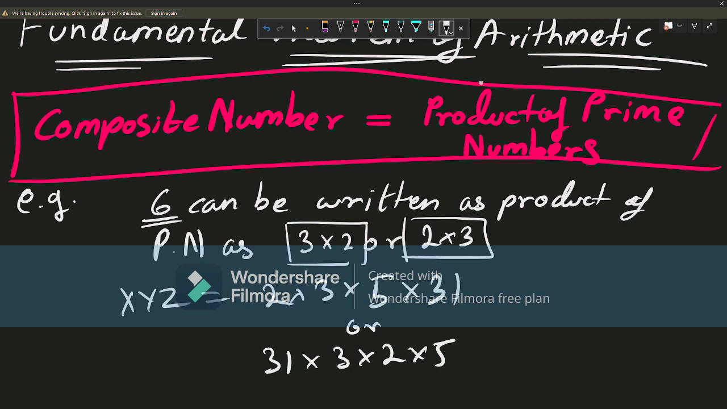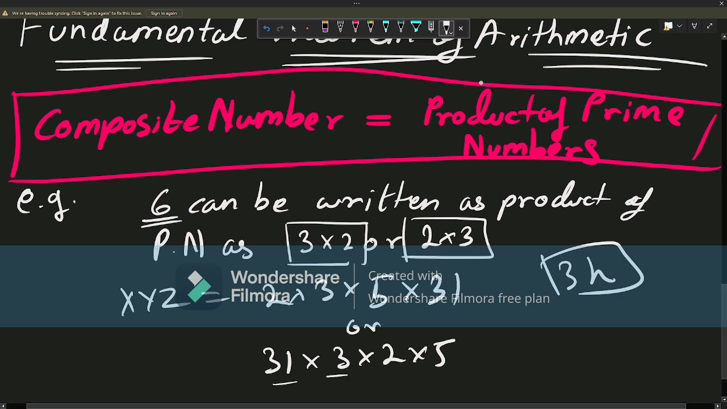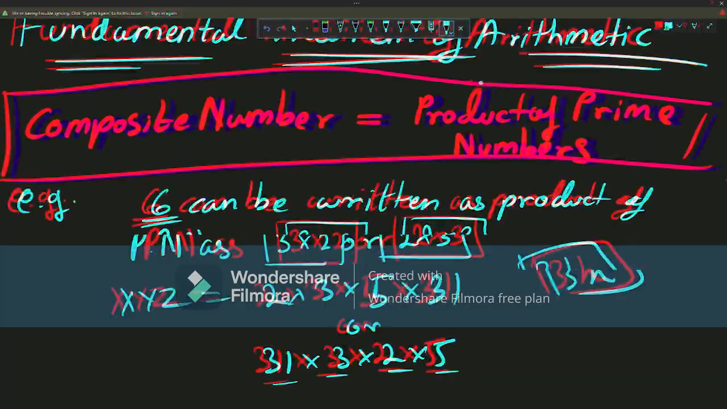Board exams are only 3 hours, right? So you can write in any order. If you're in a hurry, write in any random order. Just the numbers should be correct and understandable to read. If they are not understandable, the examiner will cut your marks right there. So write them neat and clean. If you're in a hurry, just don't care about the order. Write in any order. Fine.